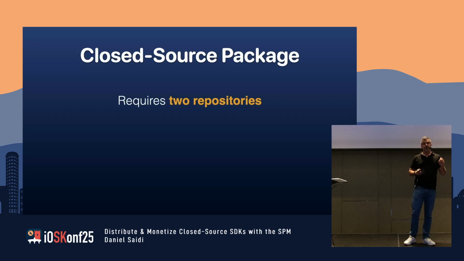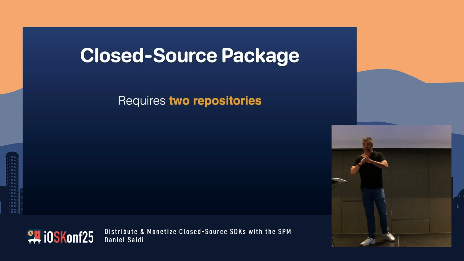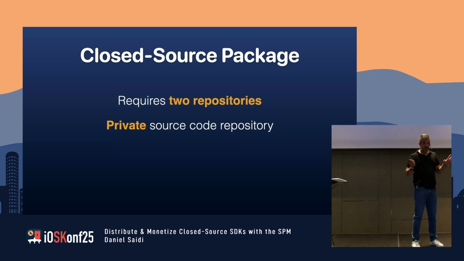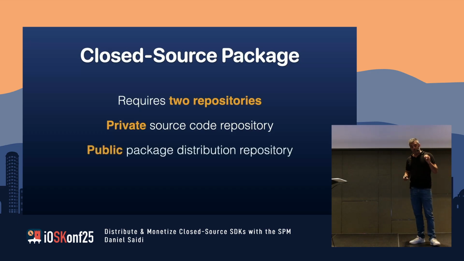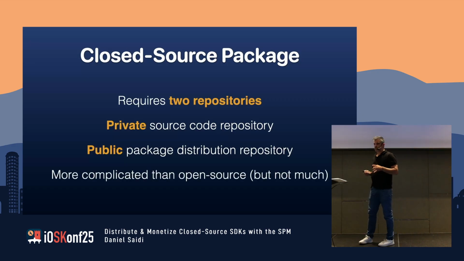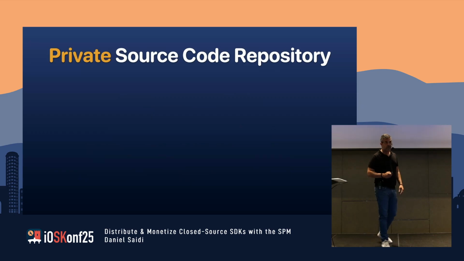Closed source packages. If you work on an open source package, you just need one GitHub repository, and that's it. But with closed source, you actually need two. You need one private source code repository where you keep all the things that should be secret, and one public package distribution repository for the distribution. So it's a little bit more complicated than open source, but not much. We're going to walk through how to create your private repository.